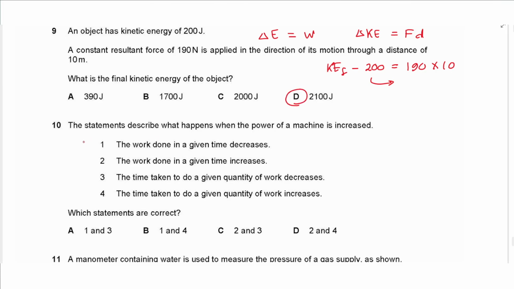Question 10 says, the statements describe what happens when the power of a machine is increased. The work done in a given time decreases. No, it should increase if the power is increased. The work done in a given time increases. Yes. The time taken to do a given quantity of work decreases. Yes.